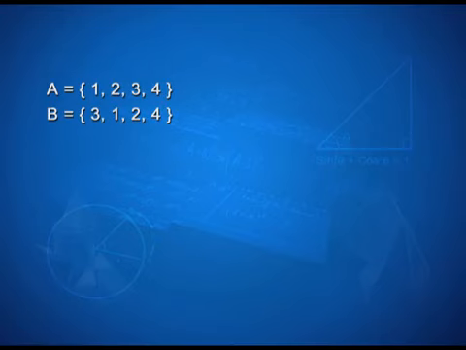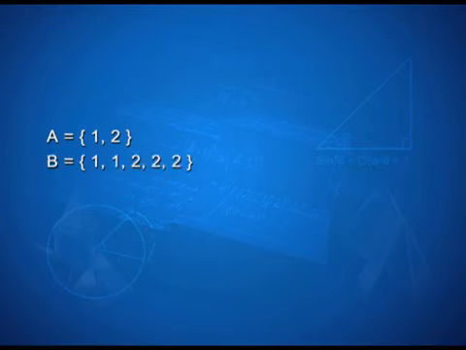Such sets are said to be equal sets and it is denoted by A equal to B. If these sets had not been equal, they would have been given by the notation A not equal to B. Let us take another example. Let set A have the elements 1 and 2 and set B have the elements 1, 1, 2, 2, 2. Again, we can see that all the elements of set A are elements of set B also and all the elements of set B are also elements of set A. Thus, we can say that set A is equal to set B.